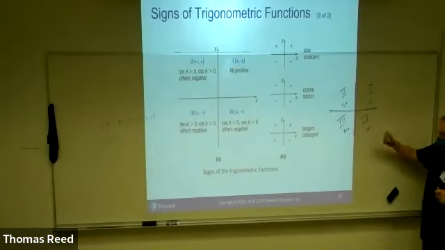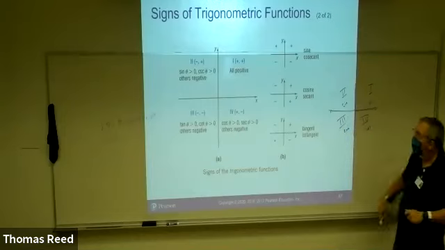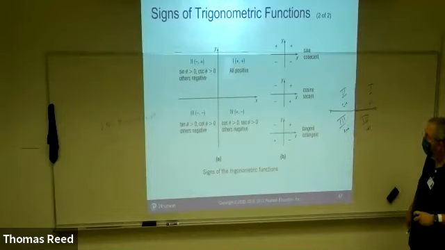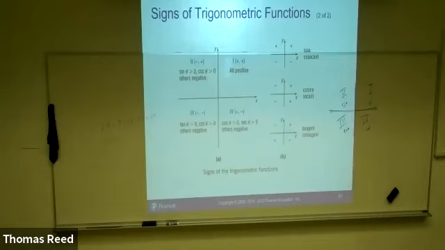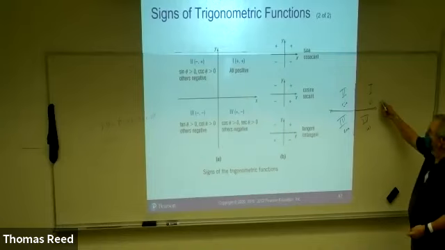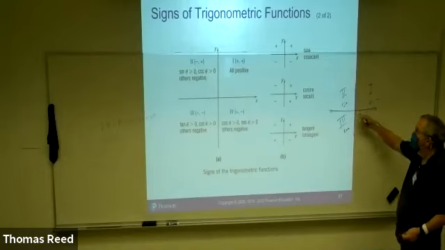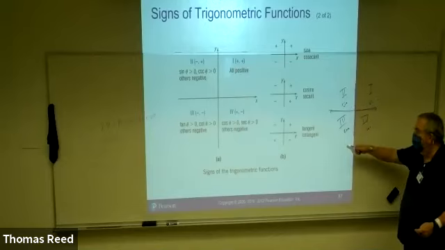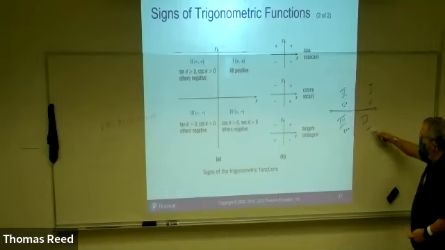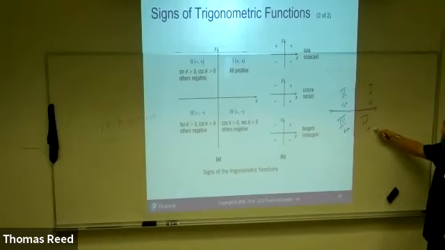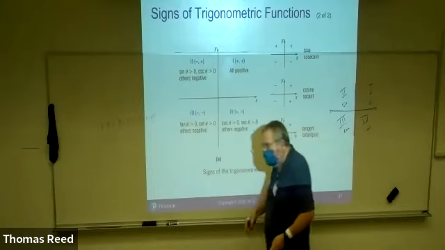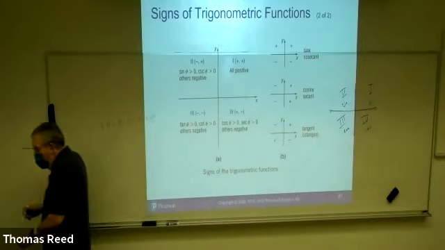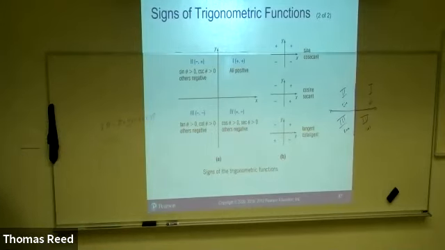I like this picture much better than anything they've done. Because I just talk about where the positive trig functions are. Everything's positive in the first quadrant. Sine is positive in the second, tangent is positive in the third, and cosine is positive in the fourth. And their reciprocal trig functions have the same sign in those quadrants.